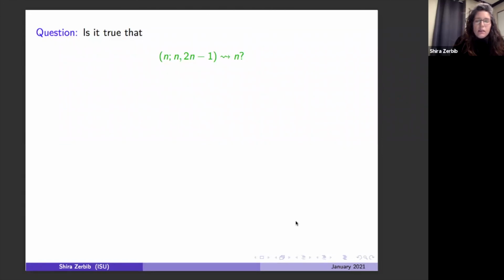And the question is: is it true that if you have n players and two cakes, one to be partitioned into n pieces, the other into 2n minus 1 pieces, then you can satisfy all the players using some partition?